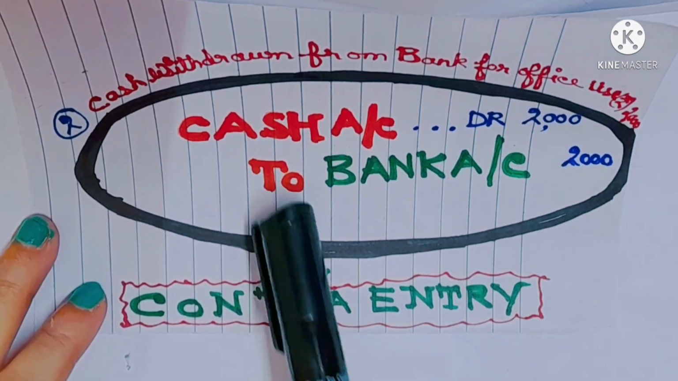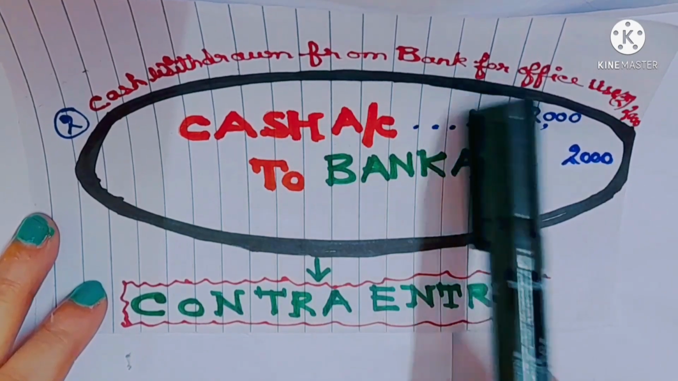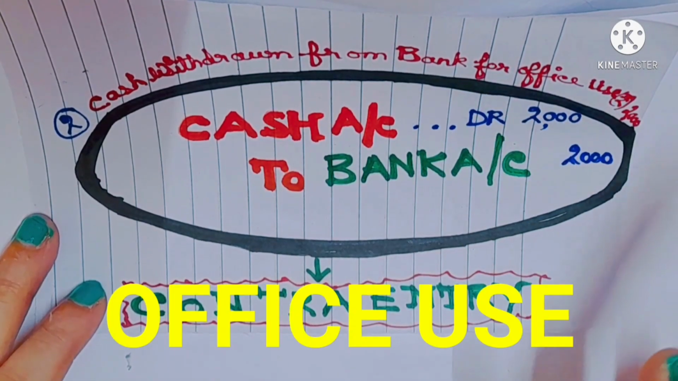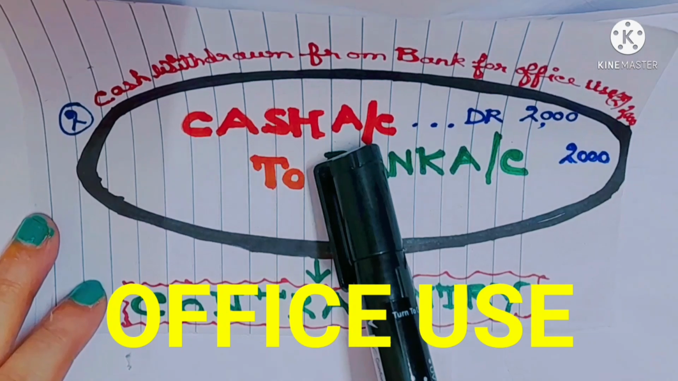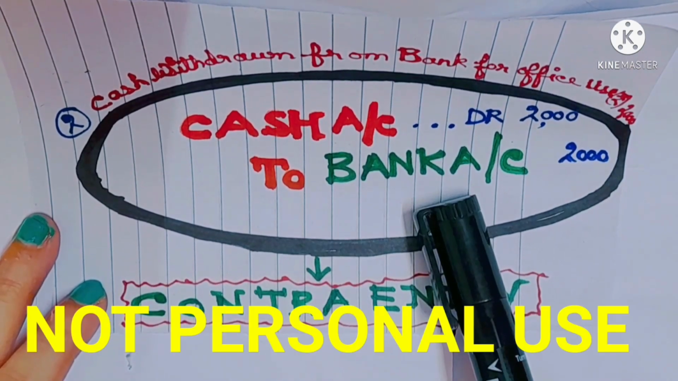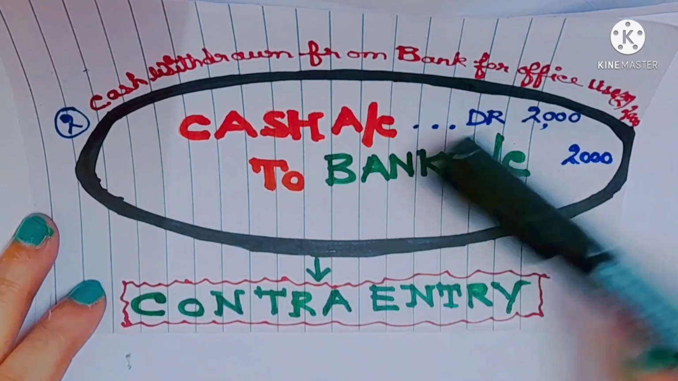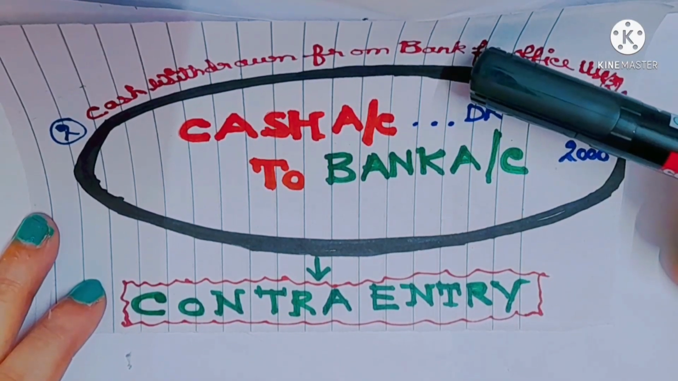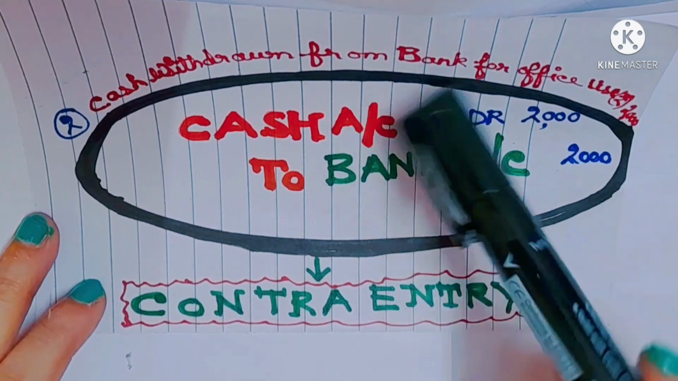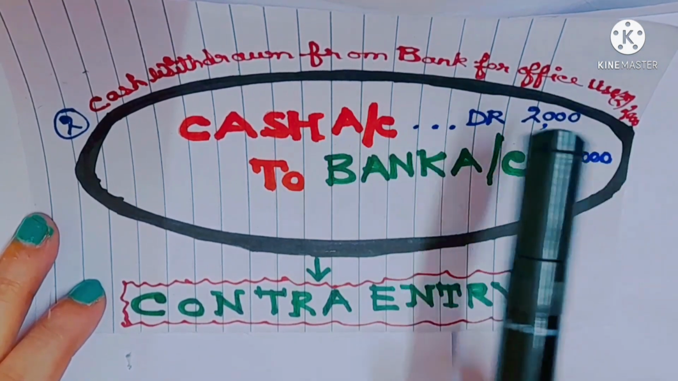So here, when cash is withdrawn from bank for office use, not personal use, please remember this, office use, then cash account debit to bank account. And if they do not mention anything else, for example cash withdrawn from bank, office use not mentioned, that means also office use. If it were personal use, they will always mention it, understood?